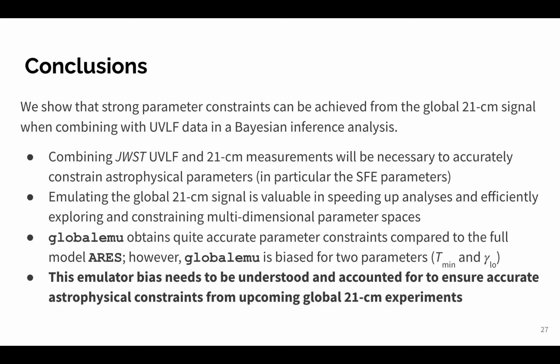And emulating the global signal in general is very valuable in speeding up analyses, we found, and efficiently exploring these parameter spaces, and especially these multidimensional parameter spaces, which are very hard to constrain. And you do this by generating training sets and testing many different networks as we did. And so we find that global EMU obtains quite accurate parameter constraints compared to the full model Aries, and this wasn't looked at before. However, global EMU is biased for 2 parameters at that standard noise level that we looked at. And so this emulator bias needs to be understood and accounted for going forward to ensure accurate parameter constraints in 21 centimeter experiments. So thank you.